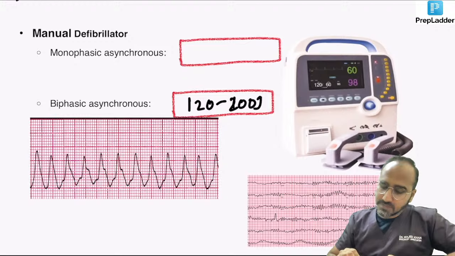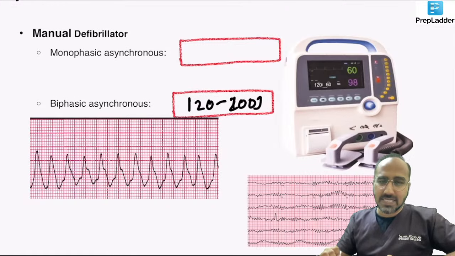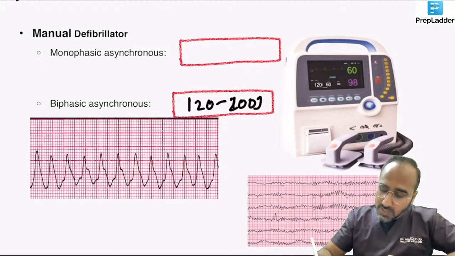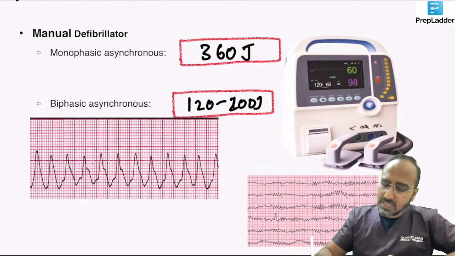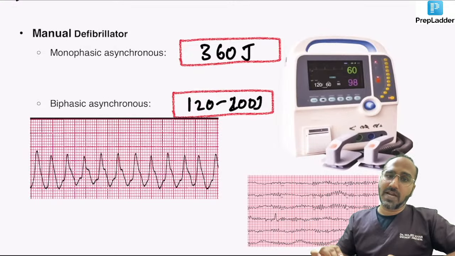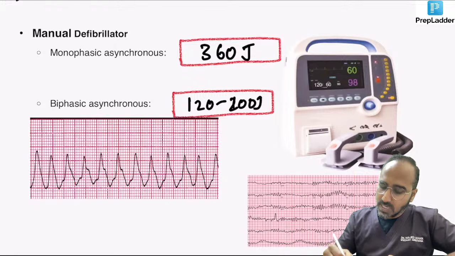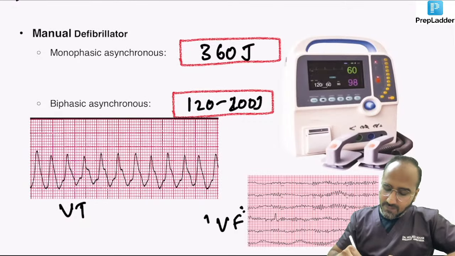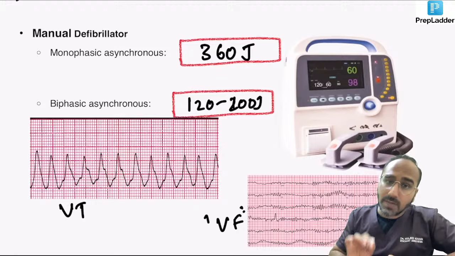Now, when we are talking about defibrillators, there are 2 types of defibrillator phases, guys. Remember, in case of cardiac arrest, we are giving asynchronous defibrillation, it is always asynchronous. In asynchronous, there are 2 phases, monophasic and biphasic. If you are giving monophasic, it is always a single 360 joules, and biphasic is always 120 to 200 joules. And shock is only given for 2 rhythms, VT and VF. This is for shockable rhythms.